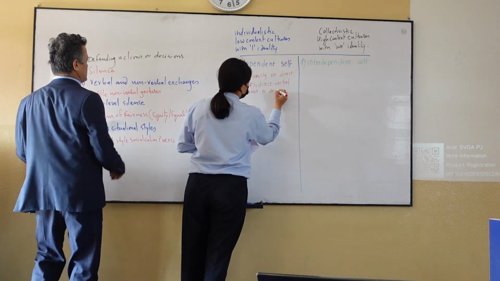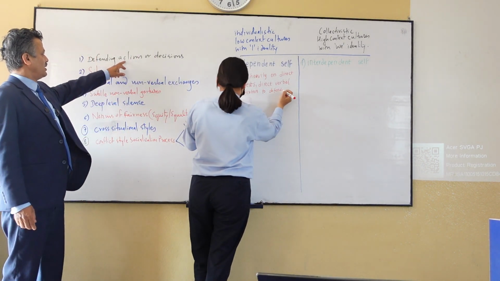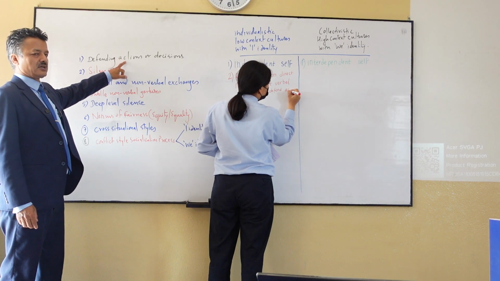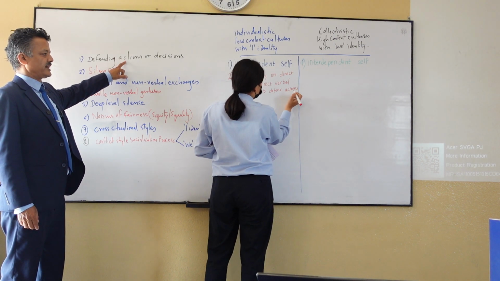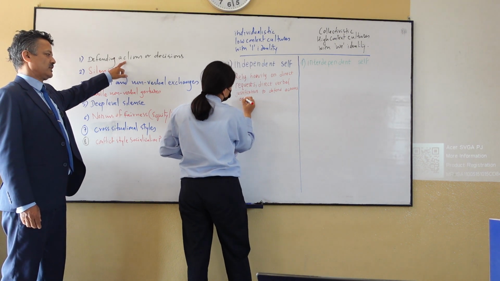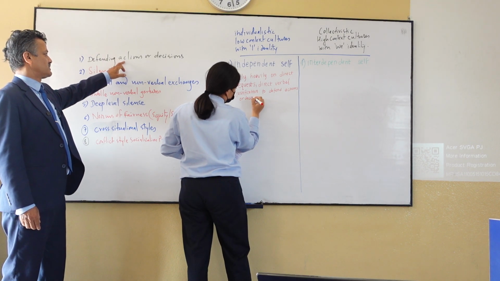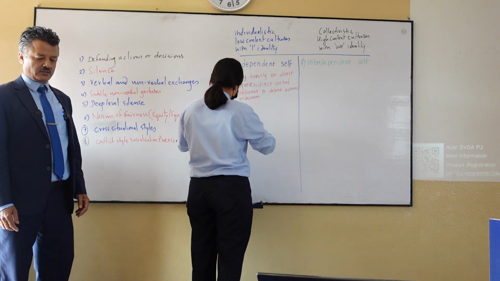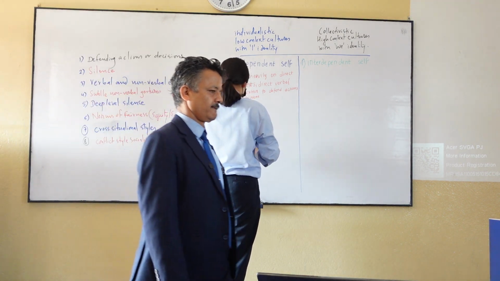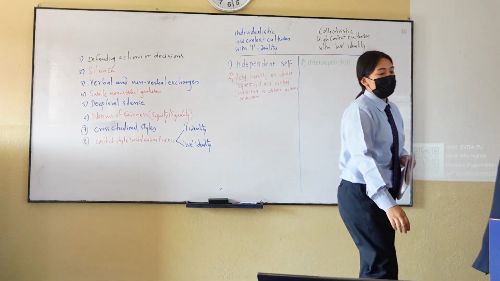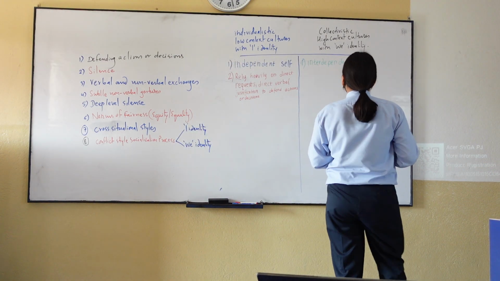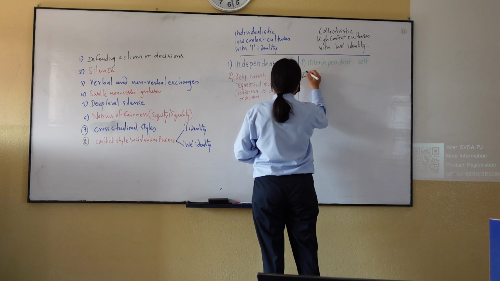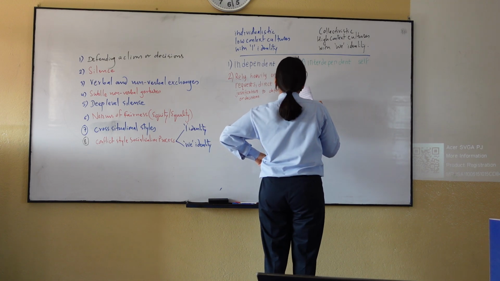So she has answered the first question. Look, low context cultures use direct request, direct verbal justification to defend actions and their decisions. Okay. If you don't have these notes, note them down. Do you have these notes?